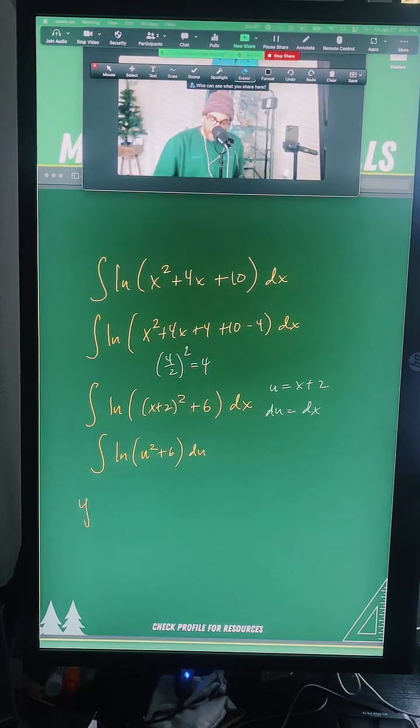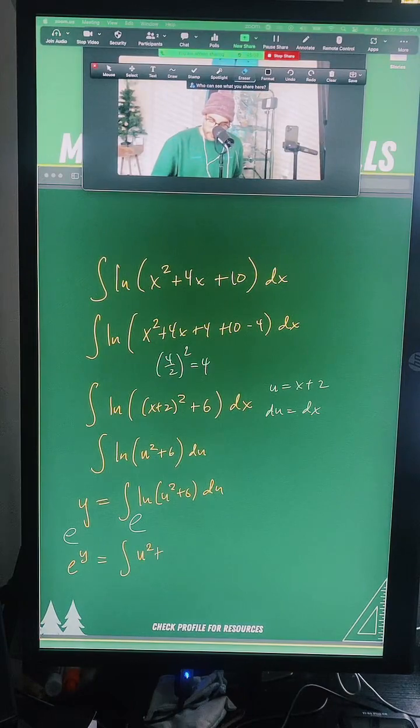Okay, so if we make y equal to the integral of u squared plus 6 du, and then Kiko's saying, what if I take the e to both of these? Can this actually be correct? Can this become e to the y equals the integral of u squared plus 6 du? Is that valid? Oh, someone said, can we use another u? Okay. So see, that doesn't look like it's going to be valid.